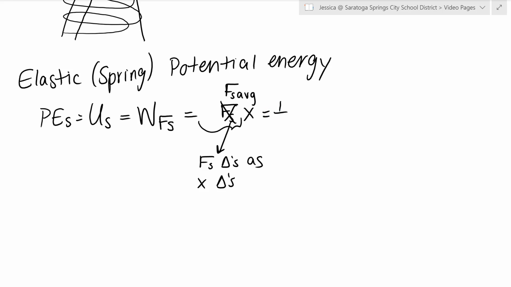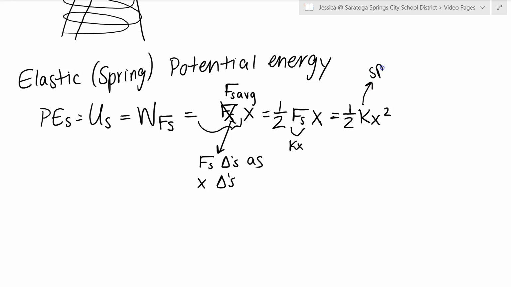Well, it's actually really easy. You just do 1/2 Fs, and the spring force. Remember the spring force is kx. So this becomes 1/2 kx squared. So if you've ever wondered where that equation comes from, that's where it comes from.